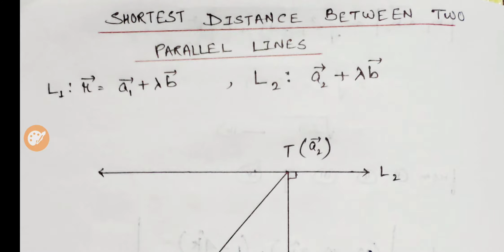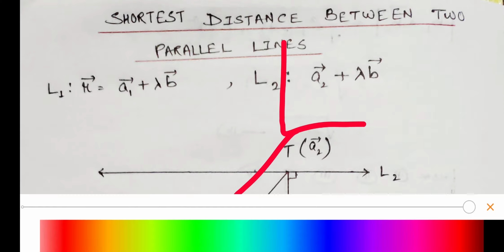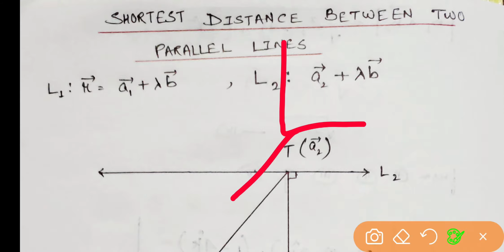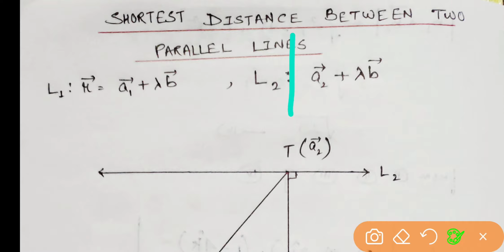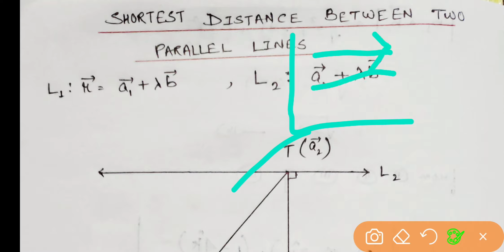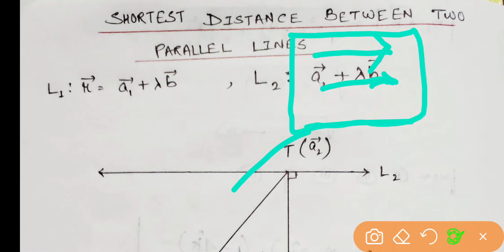Now let's see shortest distance between two parallel lines. Two parallel lines is much easier because the lines will be lying on one plane. They will be lying like this, parallel. So they will be parallel like this. They will be lying on one plane only, so you don't need to worry. Here you will be able to see the angle nicely.